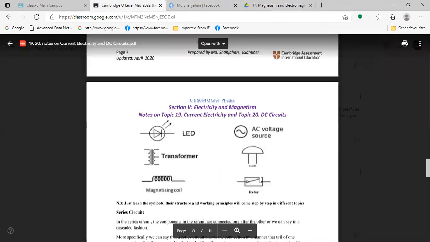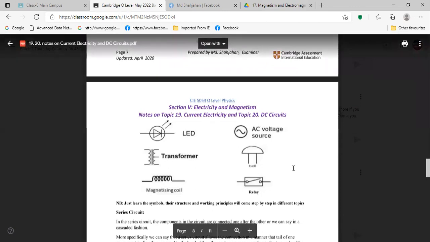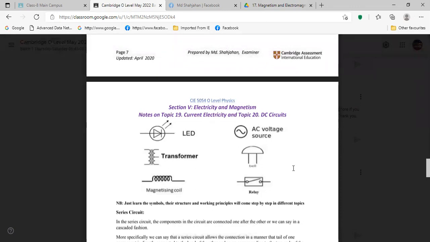So you draw these circuit symbols. Have you drawn all this? Yes, sir. Okay. So all the circuit symbols are done. Relay, you understand that more than one circuit working together is called a relay circuit. You write there, more than one circuit works together, that is called a relay circuit.